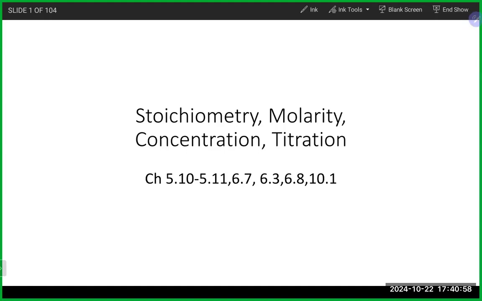Okay, so last time we talked about types of reactions, and we also talked about redox reactions, how to balance them in acidic and basic solutions. So we're going to move on here to a little bit of potpourri of a few chapters kind of mixed together in these lectures.